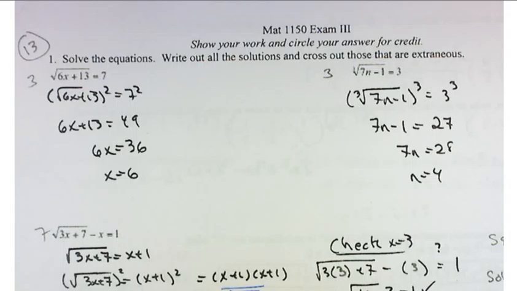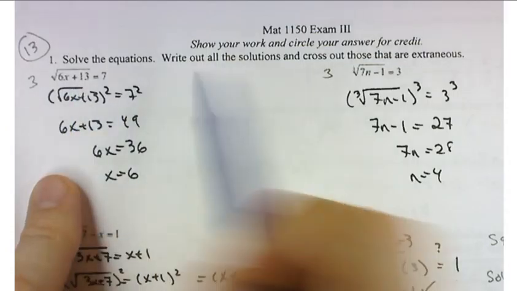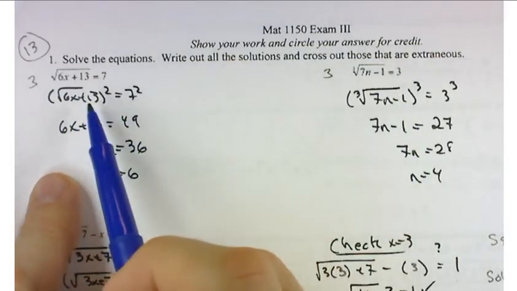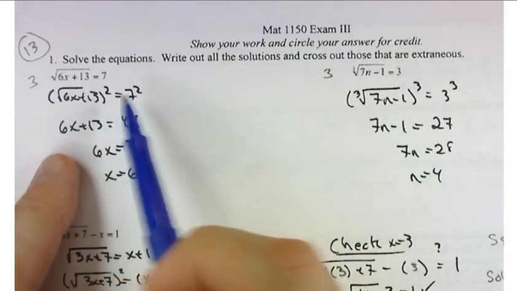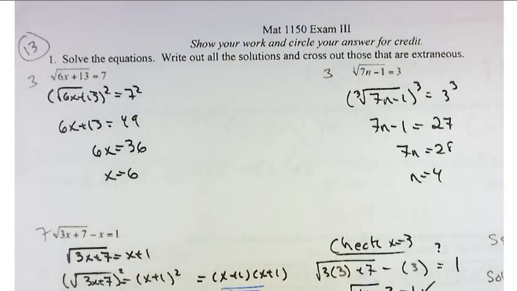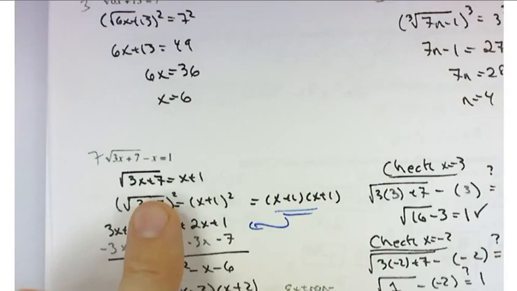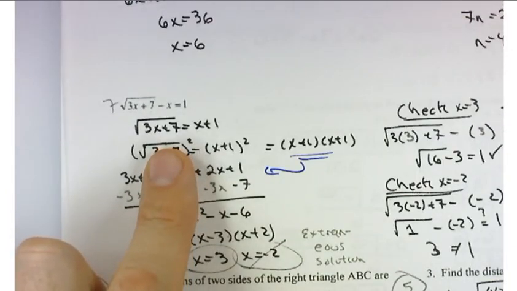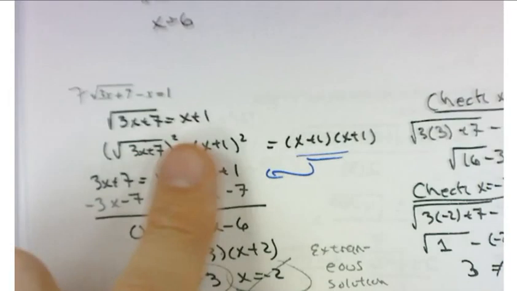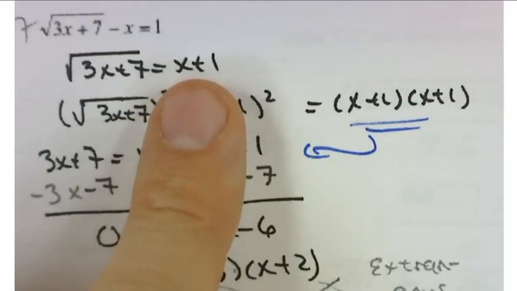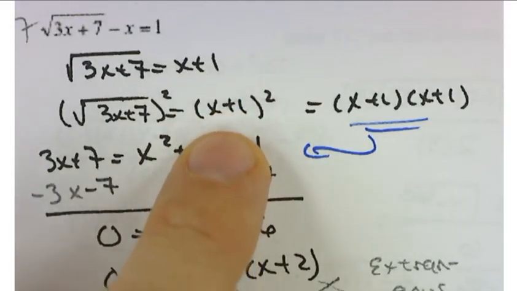Okay, so exam 3. To get rid of these radicals and solve these radical equations, you have to square both sides or cube both sides. The big thing that you have to be careful of in squaring both sides is in the third part of this problem, and that is when you square the right-hand side here, when you square x plus 1, you can't just square it out and get x squared plus 1.